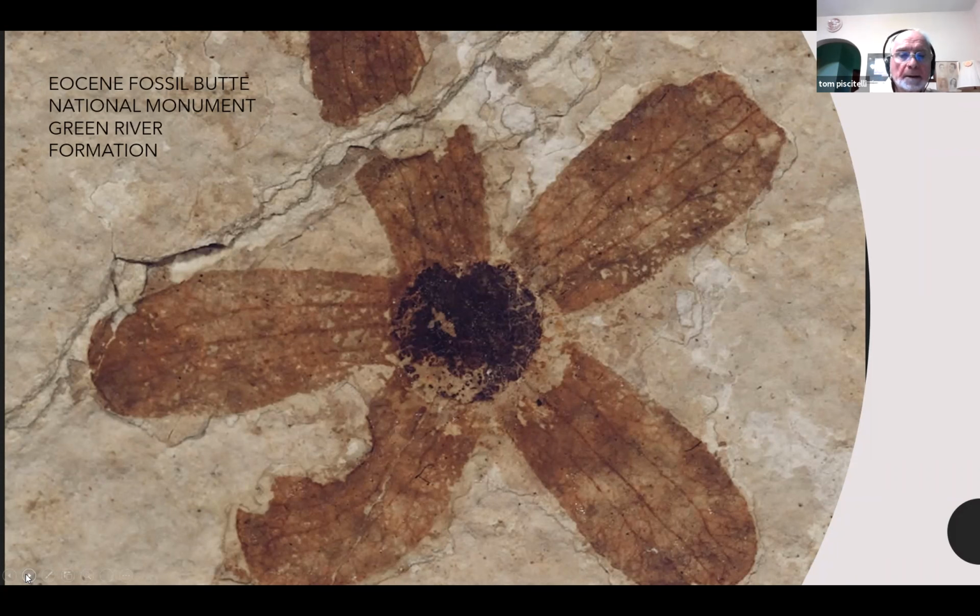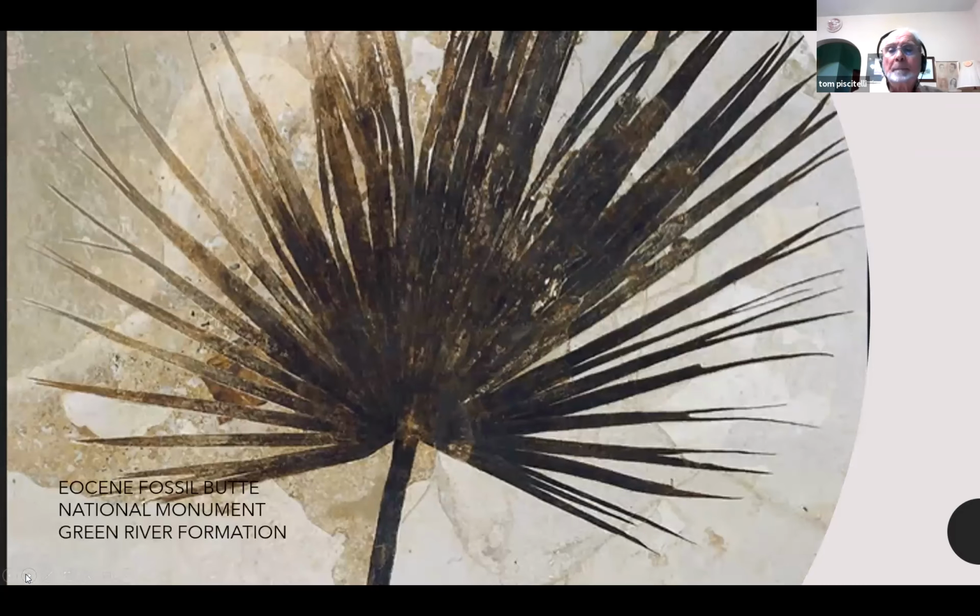Next picture, please. This spectacular fossil palm frond is also from the Green River Formation at Fossil Butte National Monument. Beautiful piece. Next slide, please.